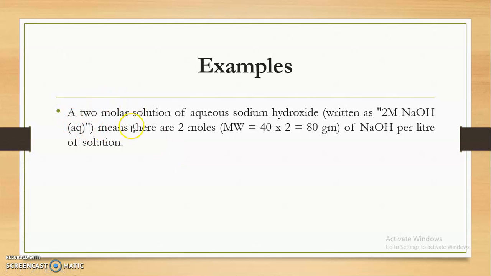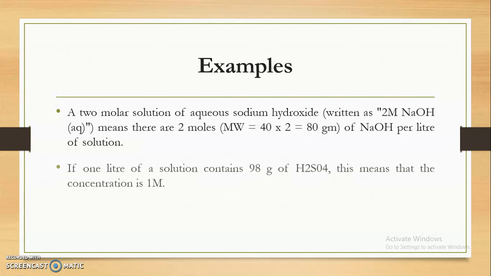So suppose I want to prepare 2 molar solution of sodium hydroxide, which is written as 2M NaOH, with capital M. That means 2 moles of NaOH per liter of the solution. So how to calculate the 2 moles? 1 mole of NaOH is nothing but 40 grams. And if I want 2 moles, then 40 into 2, that is equal to 80 grams. So if I take 80 gram of sodium hydroxide and dissolve it in solvent to make 1 liter of solution, then it becomes the 2 molar NaOH solution.